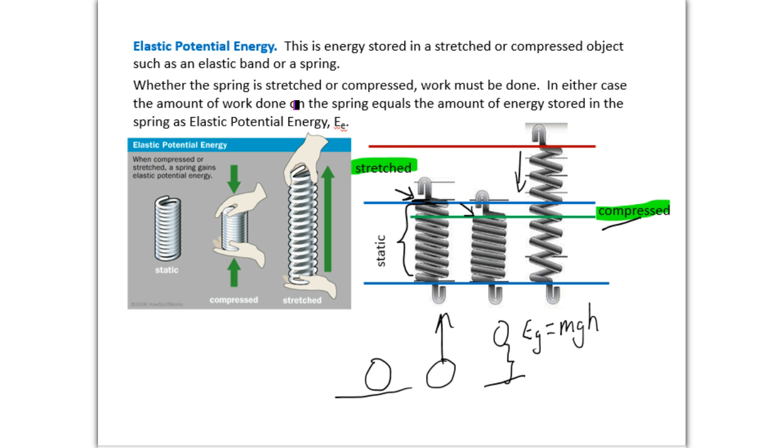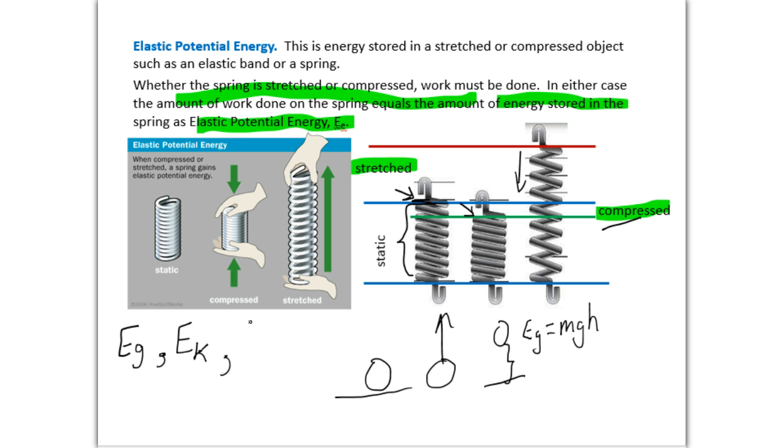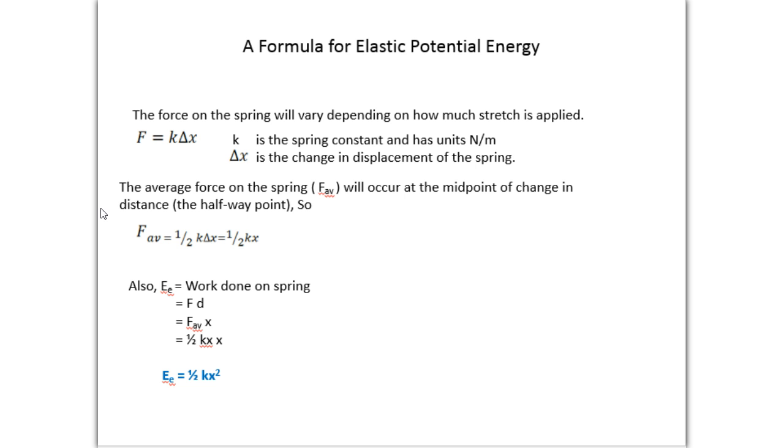Now what you need to know is that in either case, the amount of work done on the spring equals the amount of energy stored in the spring. And that's called elastic potential energy. So 3 types of energy you covered. Gravitational energy, then energy due to position, as something's moving, kinetic energy. And now you have elastic potential energy. And there's a formula for that.